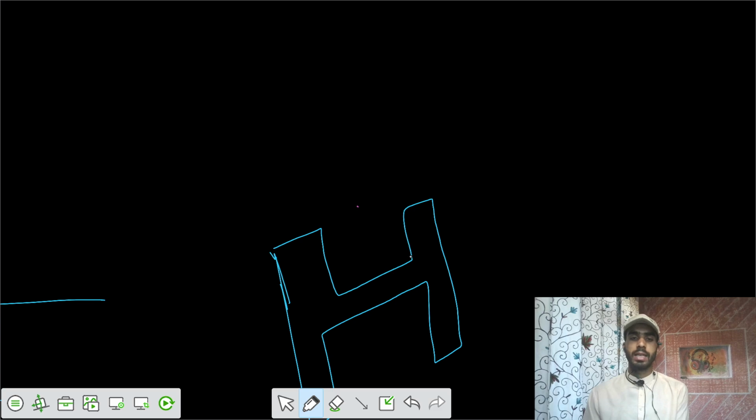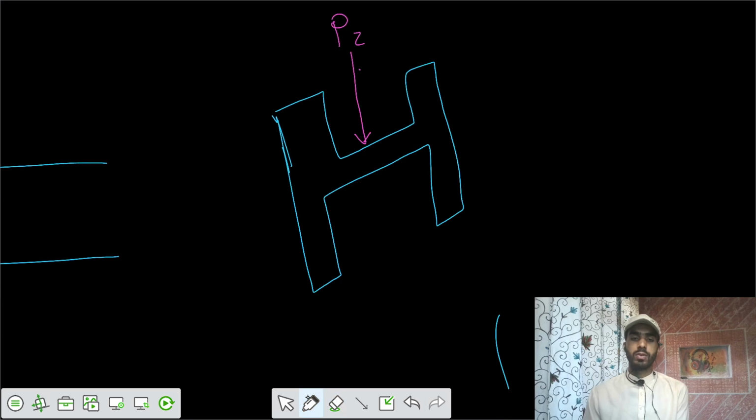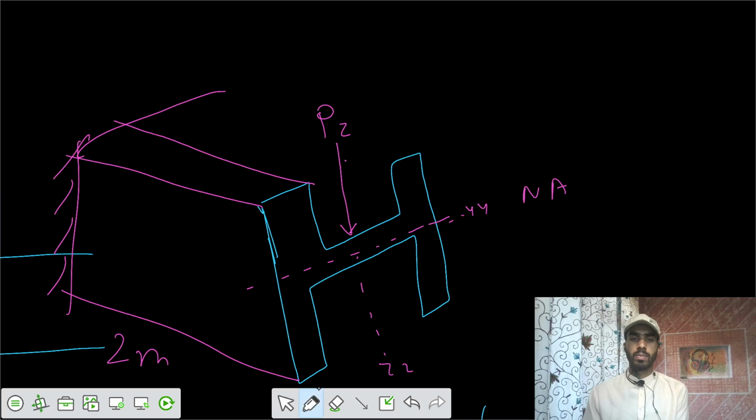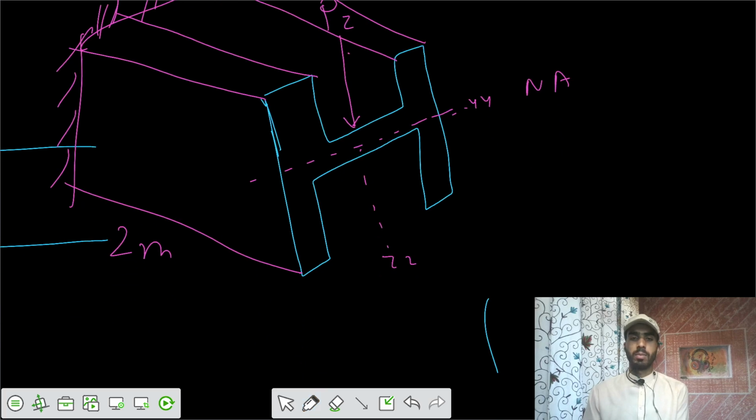So the load is acting in this way. This is your load in the Z direction. So this is your ZZ axis. That means the neutral axis would be along the YY axis for this loading. Now you have this loading, and the beam is continuous for a length of 2 meters. So you have this beam now.